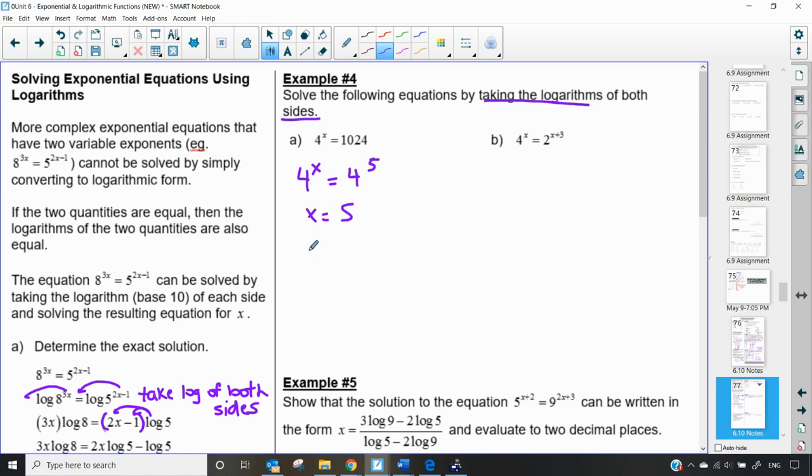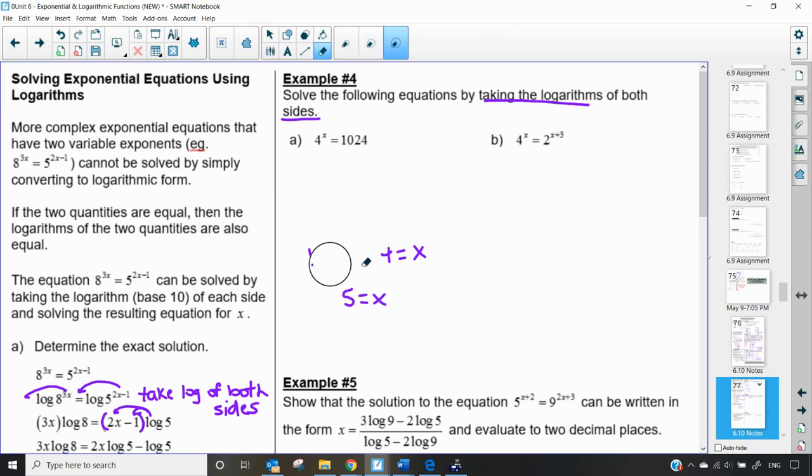It can also be written by rewriting as a logarithm. So log base 4 of 1024 equals x, and x equals 5. So while we're going to solve by taking the log of both sides, we can solve these other ways as well. Sometimes you're going to have a choice in which way you solve an equation.